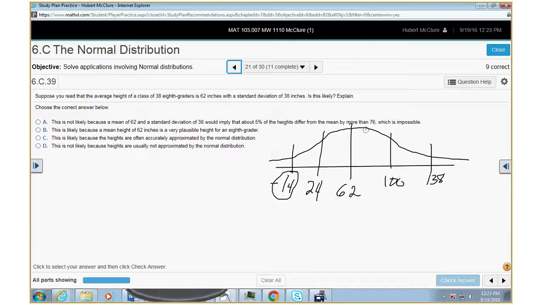So that's a possibility. This is likely because a mean of 62 inches is a very plausible height for an 8th grader, according to who? This is likely because the heights are often accurately approximated by the normal distribution. This is not likely because the heights are usually not approximated by the normal distribution. I would say it's A, because that's an awfully large spread.